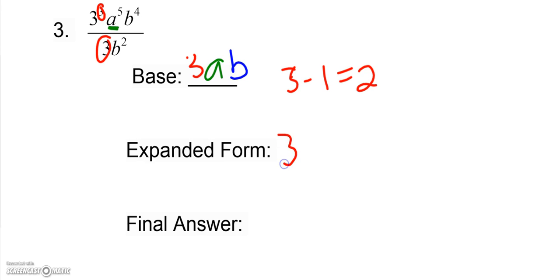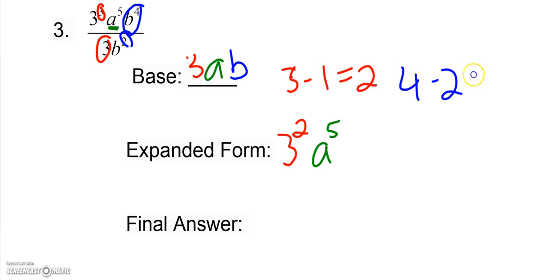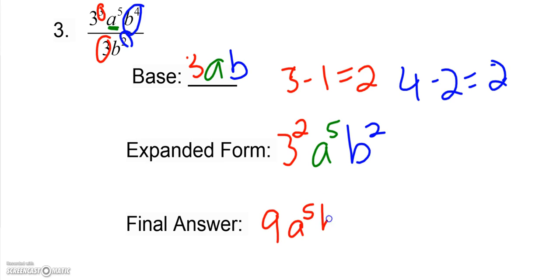So let me write what I have right now. I have 3 squared, then I have a to the 5th. Now looking at b's, I have b to the 4th over b squared. So I'm going to do 4 minus 2, which equals 2. So I get b squared. Alright, my last step is to multiply out 3 squared. So 3 squared is equal to 9. So you get 9a to the 5th, b squared as your final answer.